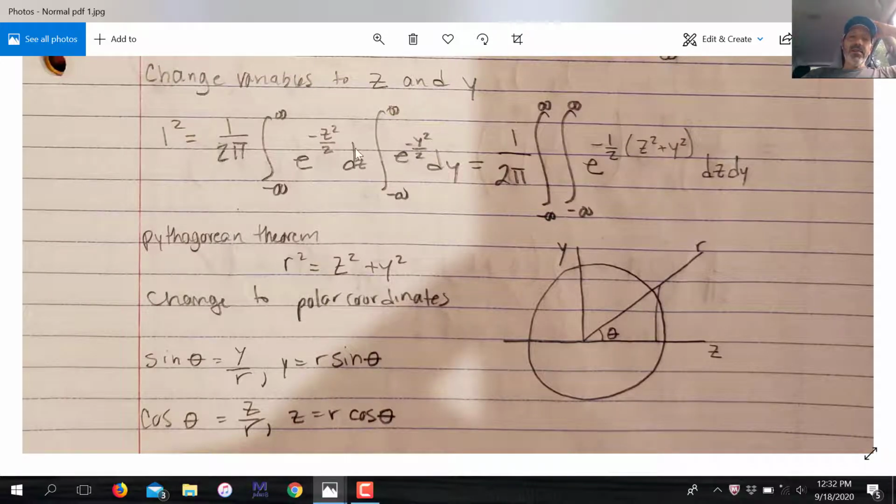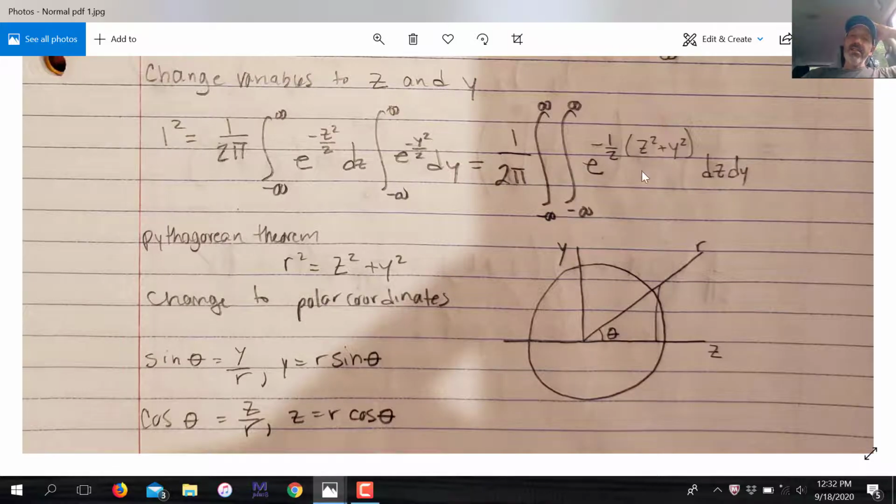Since this is a multiplication of two of these Euler's numbers raised to these two different ratios, I can just go ahead and add the two exponents together. So I take out the minus 1/2, because both of these have minus 1/2 here, and it becomes e raised to minus 1/2 times z squared plus y squared, then dz dy. This is the rest of my integral here.